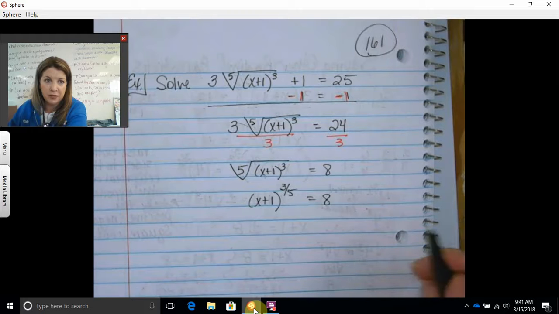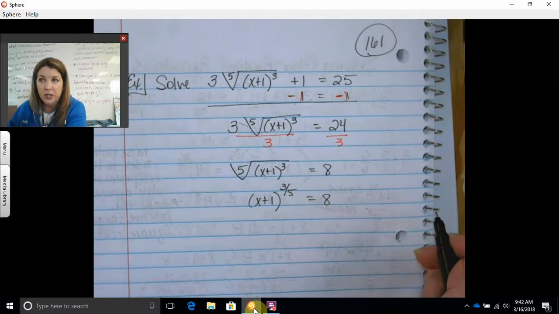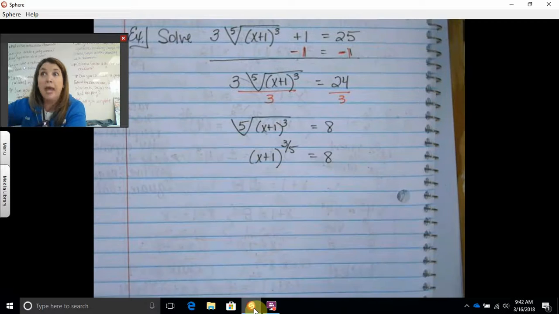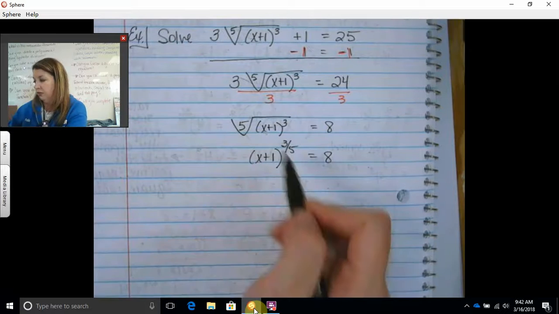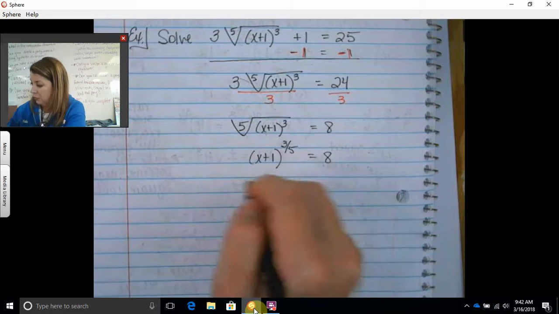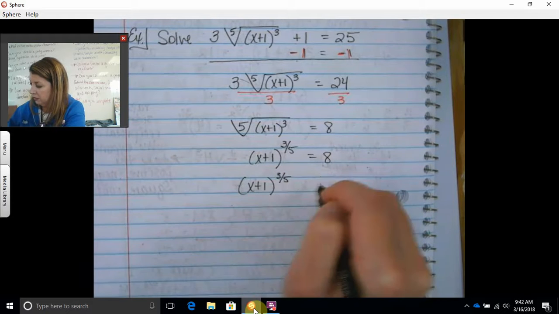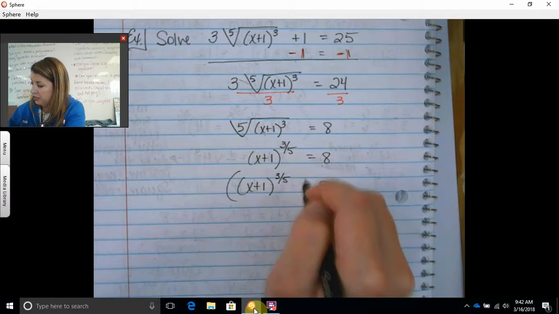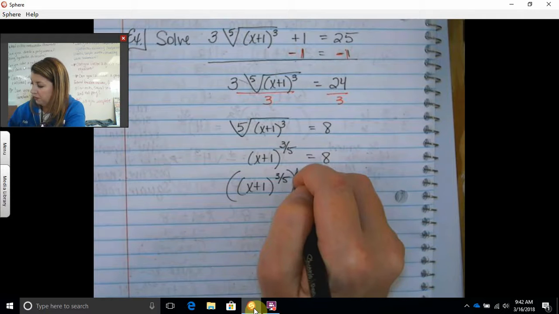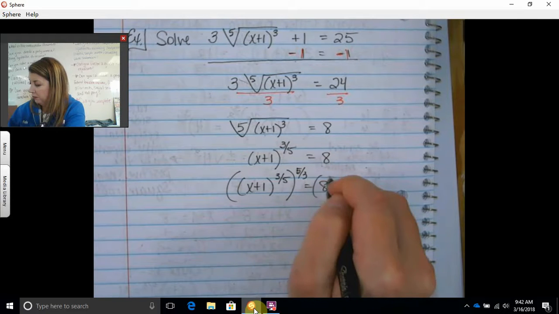Can we go ahead and subtract 1 from both sides? No, it's inside parentheses that has an exponent. So we need to get rid of that exponent. What would we do? We're not multiplying. Well, we'll raise both sides to the reciprocal, right? And of course, I'm going to show my steps. So we'll raise both sides to the 5/3 power.